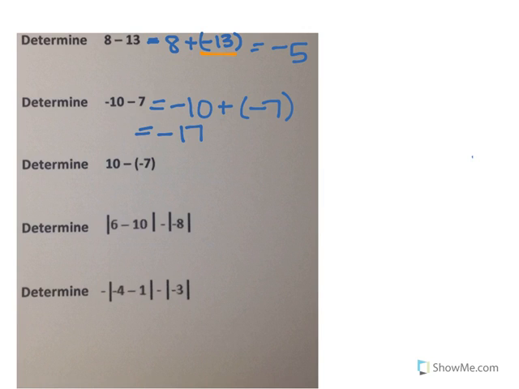What if we tried positive 10 minus negative 7? This can be rewritten as 10 plus 7. Because remember, as we discussed before, subtraction problems can be rewritten as addition problems by changing subtraction to addition, which we just did, and changing the sign of the number being subtracted. So instead of saying 10 minus negative 7, we can say 10 plus positive 7. And this gives us positive 17.